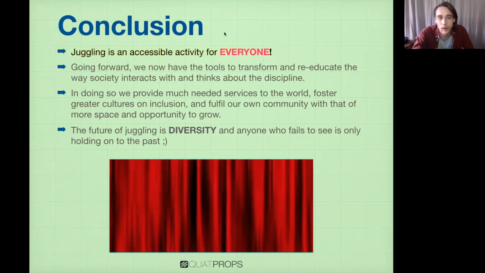And going forward, we now have the tools to transform and re-educate the way society interacts with and thinks about the discipline, right? We know we can make juggling accessible physically, emotionally, and mentally. The next challenge is going to be culturally. And maybe that's another seminar that I'm going to give. I don't really feel like that part of this conversation belongs to me. This is where my portion starts.